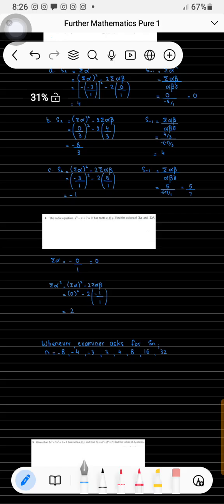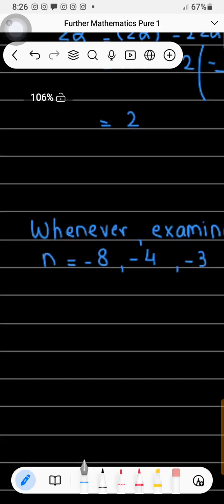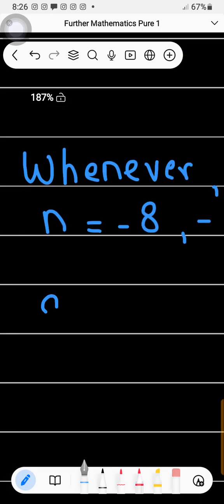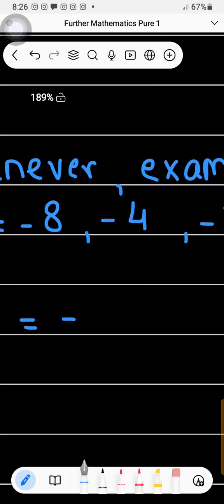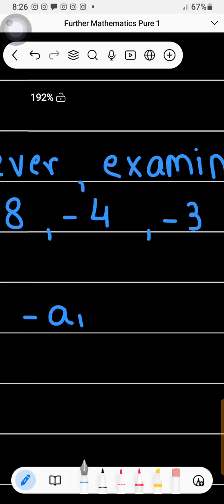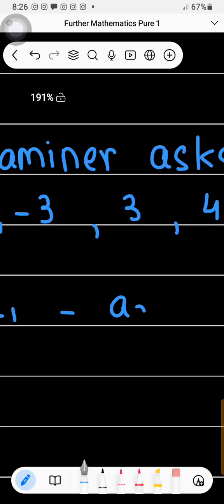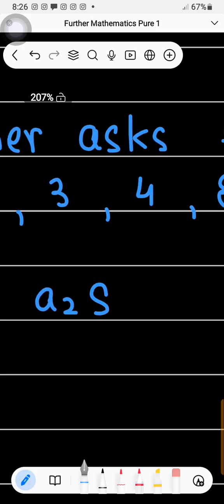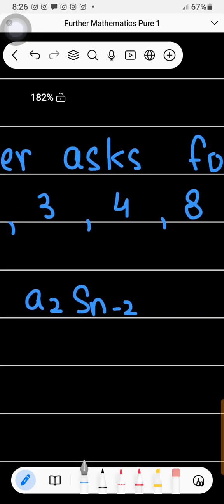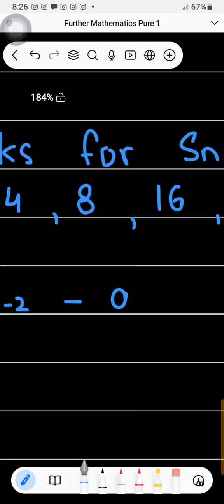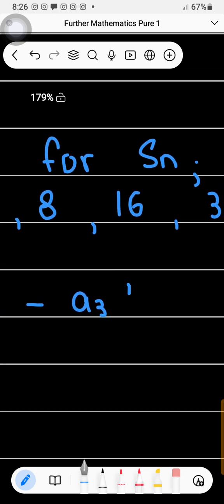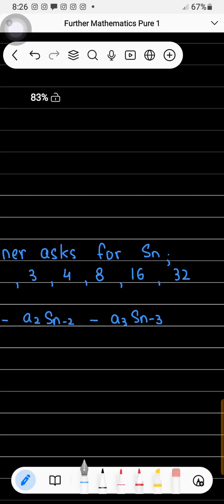So what is the formula? The formula is Sn equal to -a1 Sn minus 1, -a2 Sn minus 2, -a3 Sn minus 3. Enough for cubic.